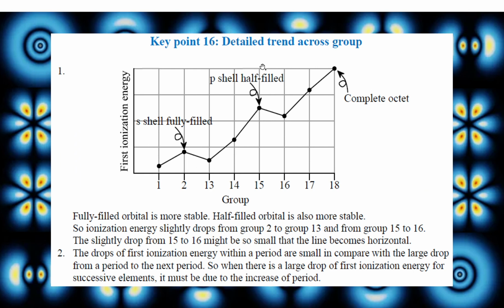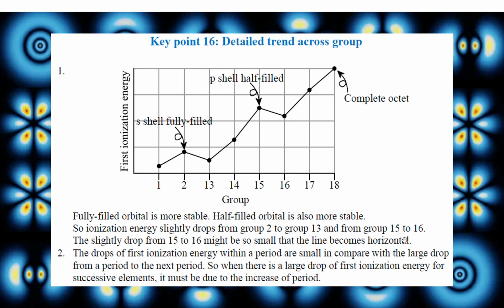This is the detailed trend across the period. You see up and down, up and down, in the first ionization energy. The fully filled octet is more stable. Even for the s subshell, fully filled is more stable too. Half filled is also more stable, so p3 is also more stable. Then there is a slight drop from group 15 to 16, because it goes from half filled to not half filled. One more electron, they hate it. They want to release this electron and become just half filled, so this ionization energy will be a little bit smaller, but this drop is teeny tiny.